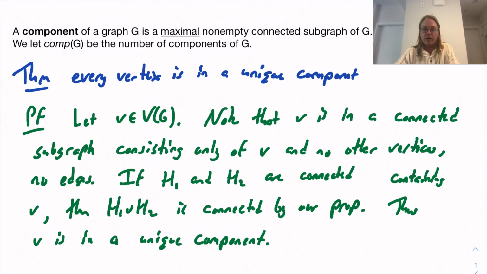But what we've done here is introduce the notion of a component, which is a maximal non-empty connected subgraph. And we have done a proper argument here. We've leaned on that previous proposition to show that every vertex is in a unique component. And again, this is the picture that you're probably familiar with. Okay, so I think I'm going to end this lesson right there. We'll come back and do one more little one on connectivity.